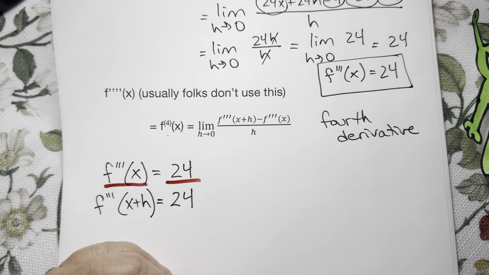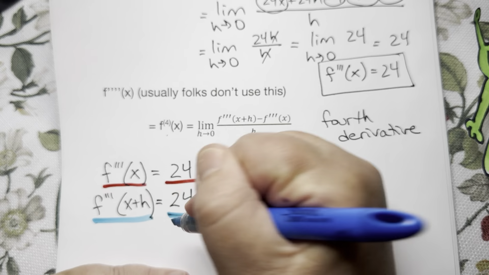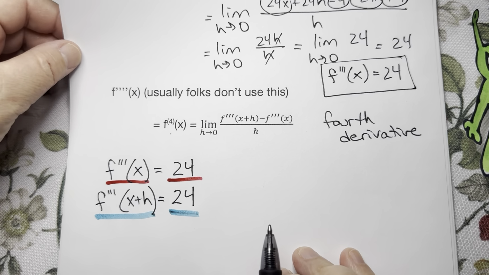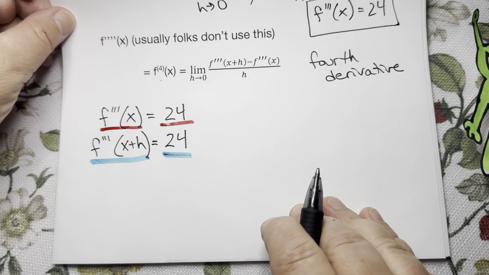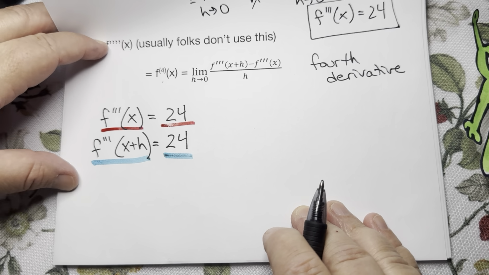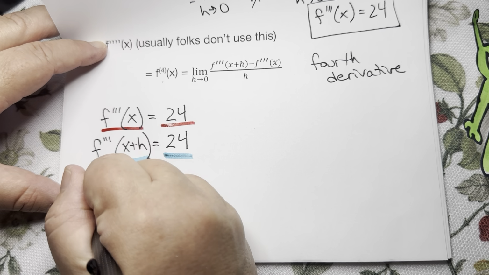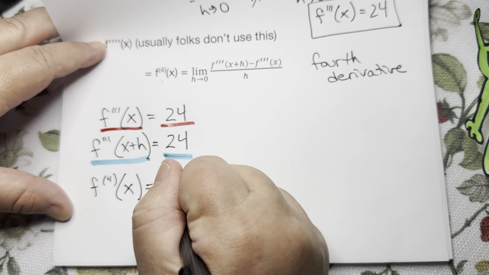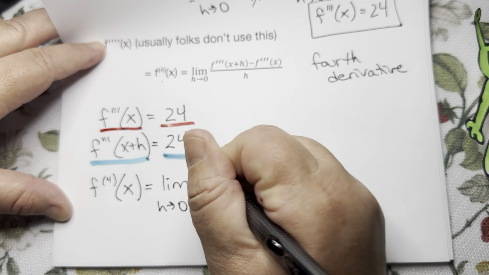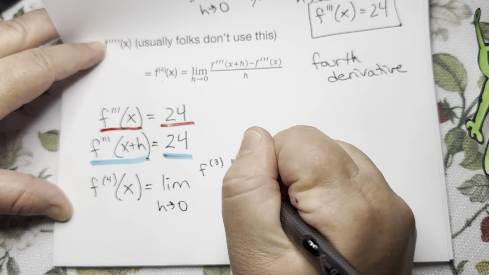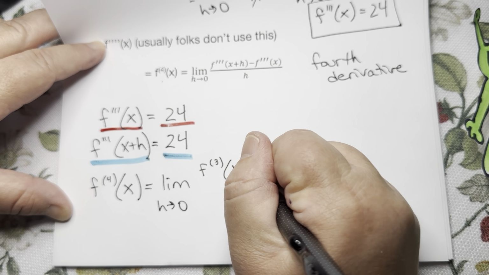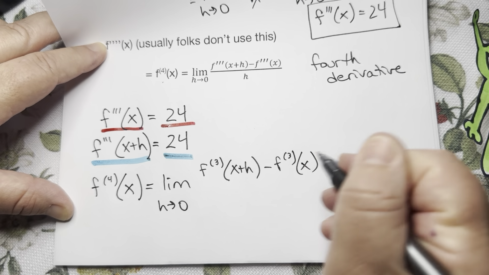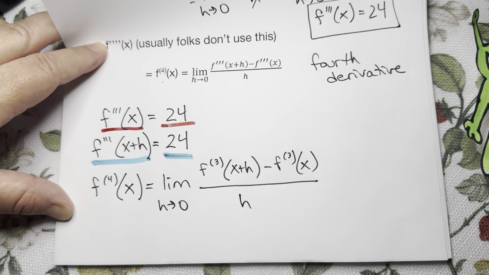And our fancy one is also going to be 24. Now, those of you who are thinking ahead, you're like, wait a minute, this is going to cause a problem. And the answer is yes, if you rush. But let's not rush. Let's just take it step by step. So the fourth derivative of f at x is the limit as h approaches 0 of the third derivative at x plus h minus the third derivative at x, all over h.